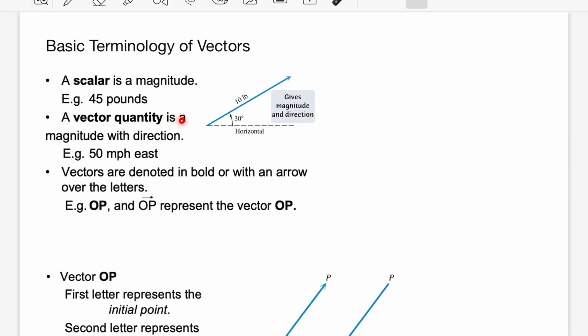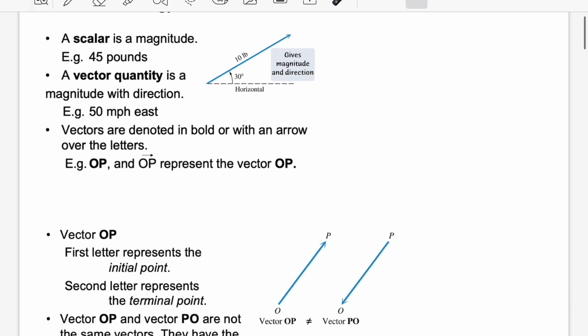Now, a vector quantity is going to be a magnitude along with a direction. So for example here, 50 miles per hour in the east direction. For example, this vector has a magnitude of 10 pounds, and then our direction is going to be 30 degrees from our horizontal here. Now, vectors are denoted in bold or with an arrow over the letters. So, for example, OP here or OP with this arrow, that represents the vector OP.